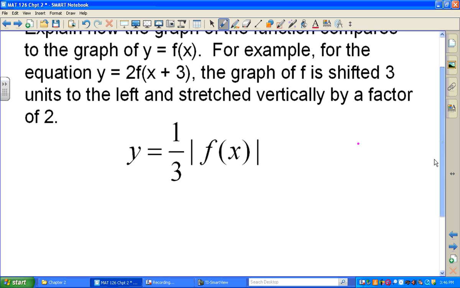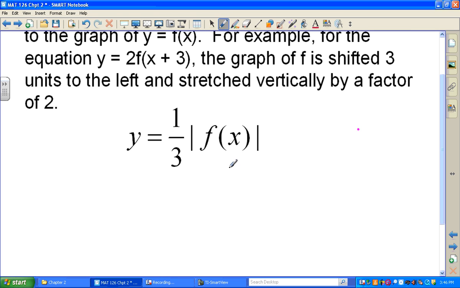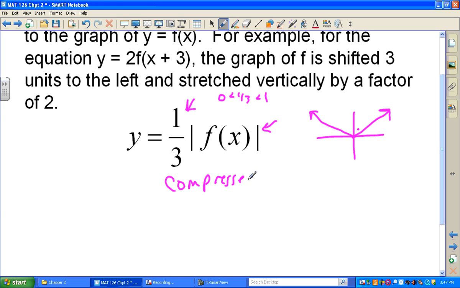All right, explain how this graph is done. This is the absolute value of x. There is no shift. The 1/3 tells you it's between 0 and 1, so you know it's going to be compressed. Now, compressed means you've already identified it's between 0 and 1. So you say compressed by a factor of 3.